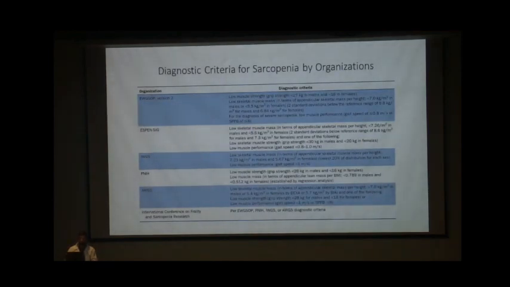Some diagnostic criteria for sarcopenia are from the European group and the ESPEN group. They diagnose low muscle strength with grip strength of less than 27 kg in males and less than 16 kg in females using the non-dominant hand. Low skeletal muscle mass in terms of appendicular skeletal muscle mass per height squared is less than 7 kg in males and 5.5 kg in females, with 2 standard deviations. For diagnosis of severe sarcopenia, low muscle performance is defined by gait speed of less than 0.8 meter per second or short physical performance battery test of less than or equal to 8. All of the other guidelines cover more or less the same definitions with minor changes.